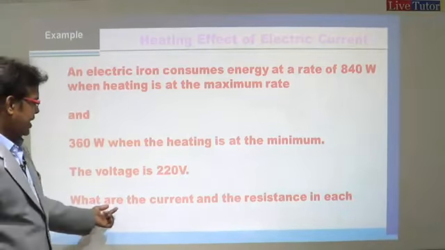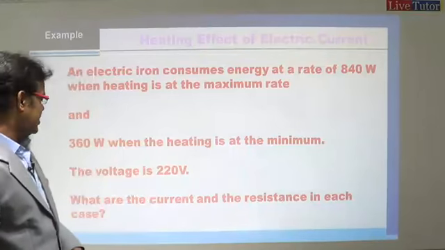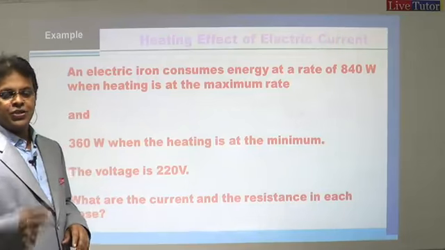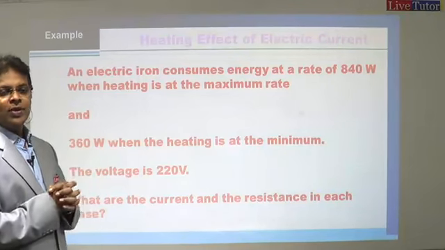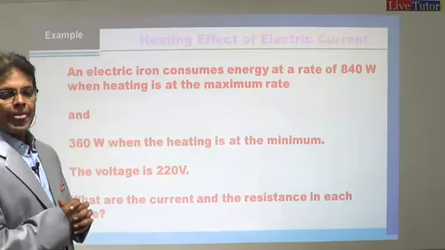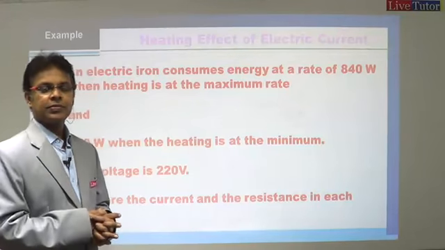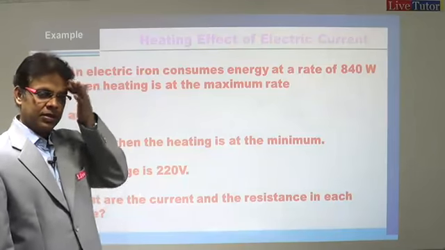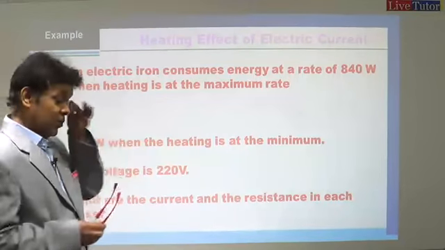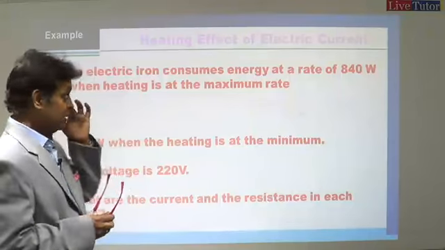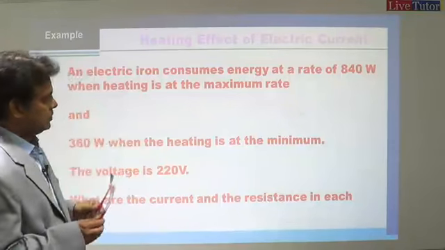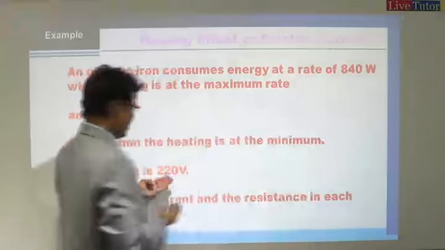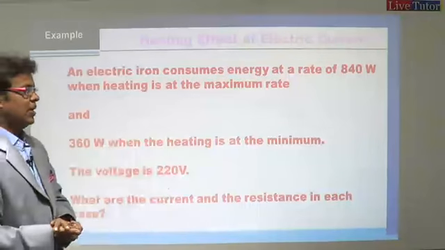Now what is the question here? What are the currents and the resistance in each case? So which formula will you use? Power is given. P is equal to V into I, and V is given. P value is given, isn't it?